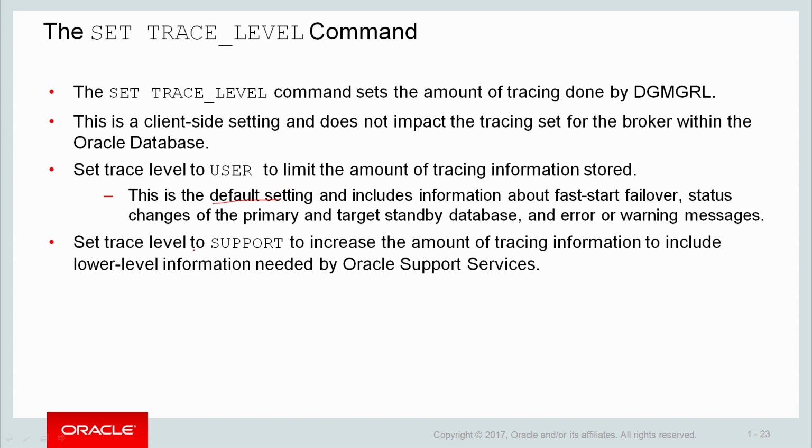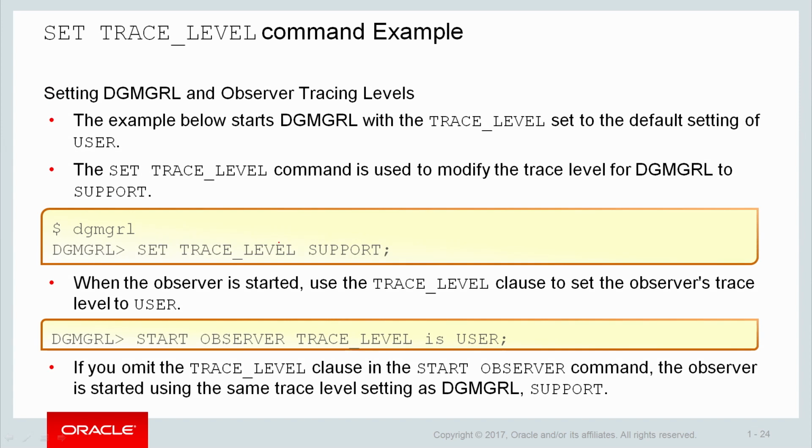You can set trace level to support to increase the amount of tracing information to include lower level information that might be needed by Oracle Support Services as well. So, setting trace level command examples for setting DGMGRL and observer tracing levels. The examples below start DGMGRL with the trace level set to the default setting of user.